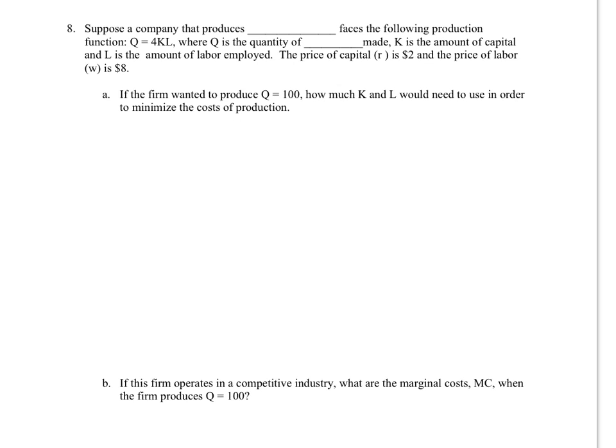Okay, so question number 8 we did in class. So if we wanted to produce 100, how much K and L do we need to minimize the cost of production? Again, you remember that the equation here will be K over L equals W over R, which is actually 8 over 2, which is 4. So K equals 4L, and plug that into the equation, yada yada yada. So we've done that a bunch of different times.